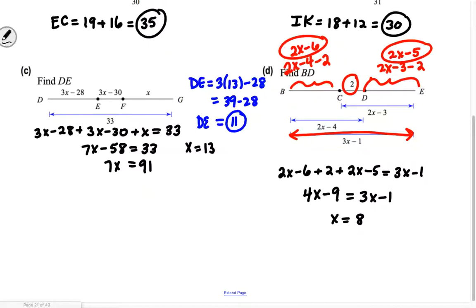So then it says find the distance from B to D. So find BD. So we're going to do 2 times 8 minus 4. So 16 minus 4. So we get 12.